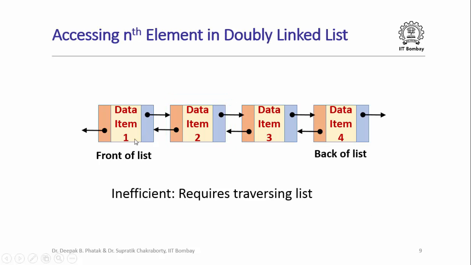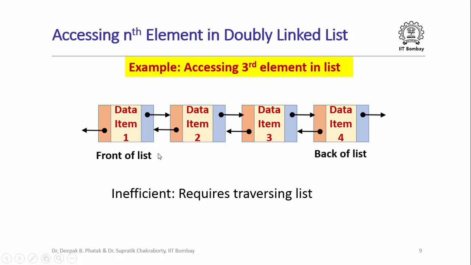However, if you wanted to access the nth element in a doubly linked list, this is going to be fairly inefficient because you don't directly have a way to reach the nth element in the list. You will actually require to traverse the list from its front. So for example, if I were to access the third element in the list, I'll have to start from the front of the list, and that's the first element.